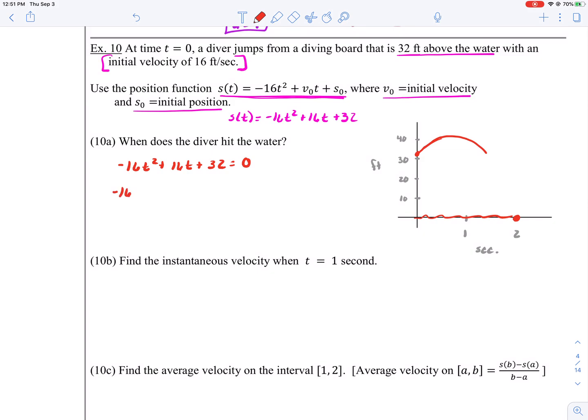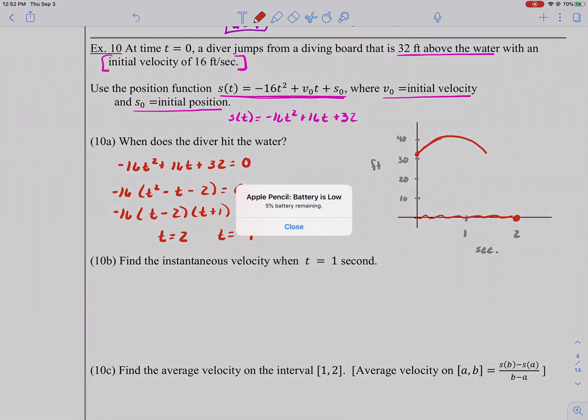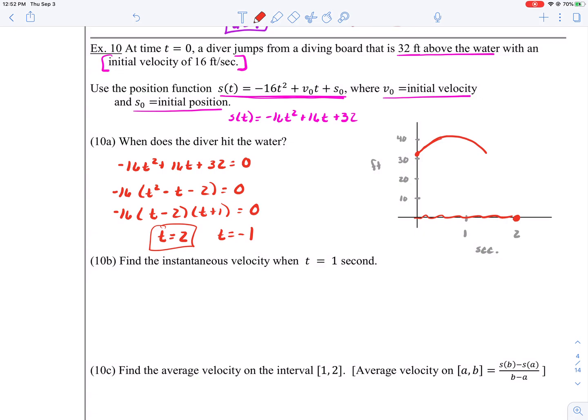First thing we would want to do is factor out a negative 16. Now you do need to be careful with your signs, because it does flip those signs. So I would end up with negative 16 times (t minus 2) times (t plus 1) equals 0. So it looks like my diver is going to be at position 0 at t equals 2 and at t equals negative 1. But wait a second, y'all. This is an application problem. Time can't be negative. So I'm not going to include that. So t equals 2 seconds is how long it takes the diver to reach the water.